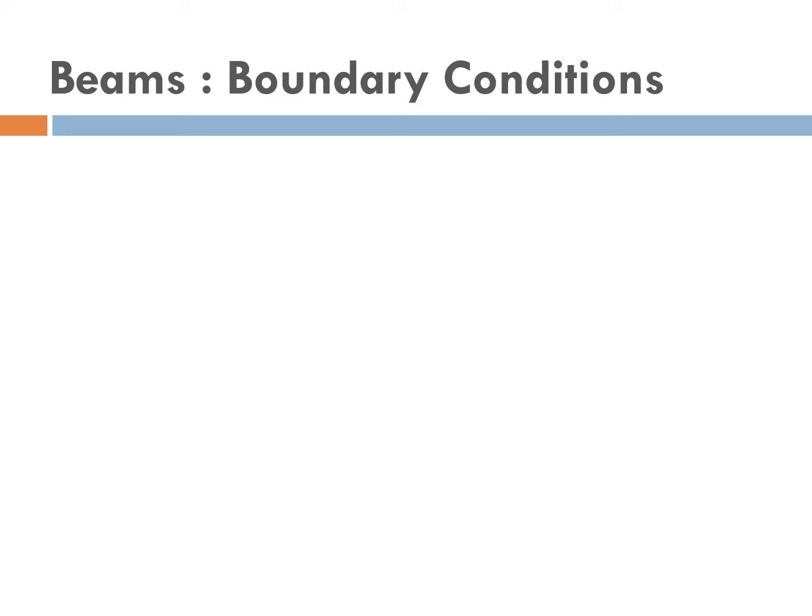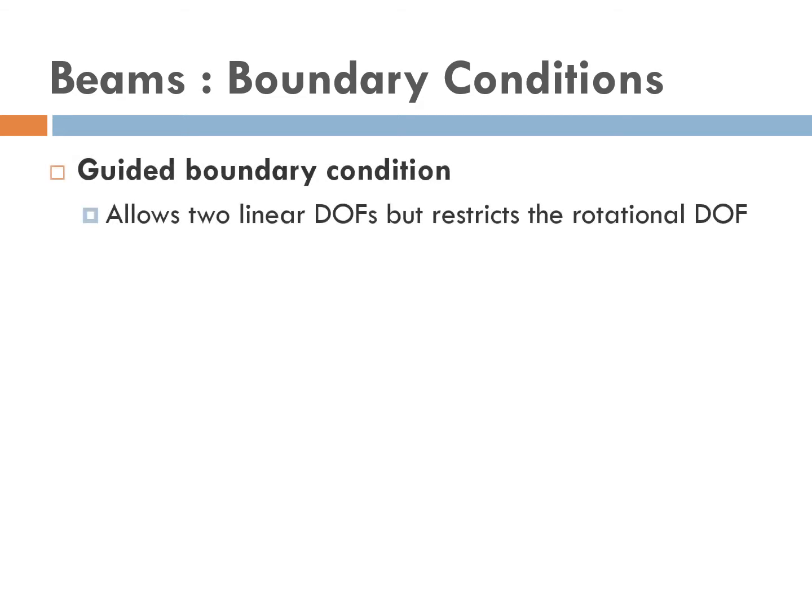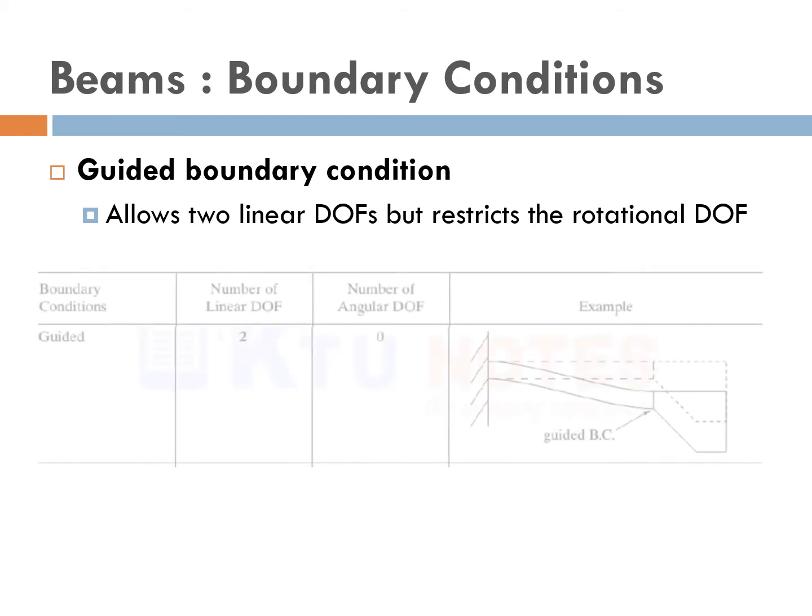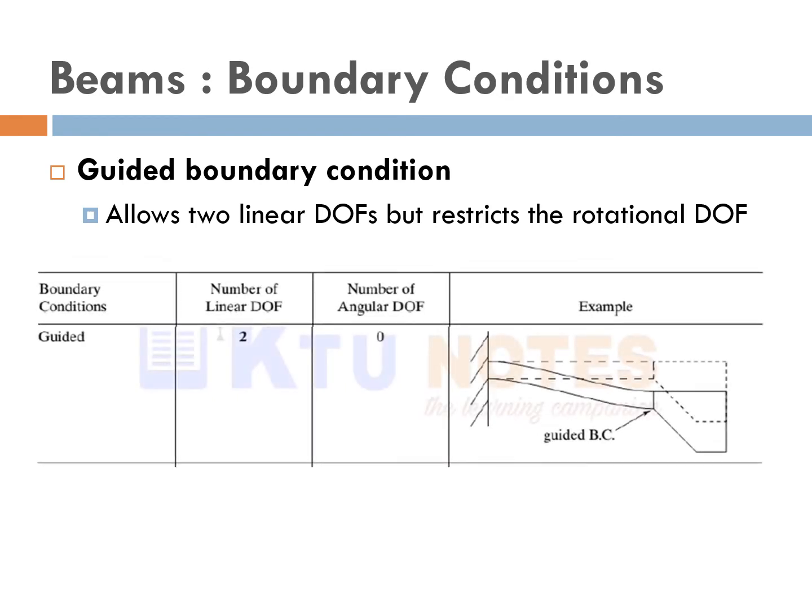The second boundary condition is the guided boundary condition, which allows 2 linear degrees of freedom but restricts the rotational degree of freedom. As shown in this figure, this portion of the beam follows guided boundary condition, where translation along the xy direction is allowed, whereas rotation of that portion is not allowed.